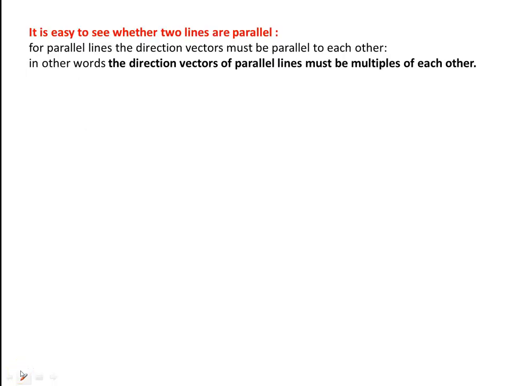If we are given 2 lines, then the first thing it is sensible to do is to see whether the 2 lines are parallel or not. And for the 2 lines to be parallel, the direction vectors must be parallel to each other. And this will be the case if the direction vector of one of the lines is simply a multiple of the direction vector of the other line.